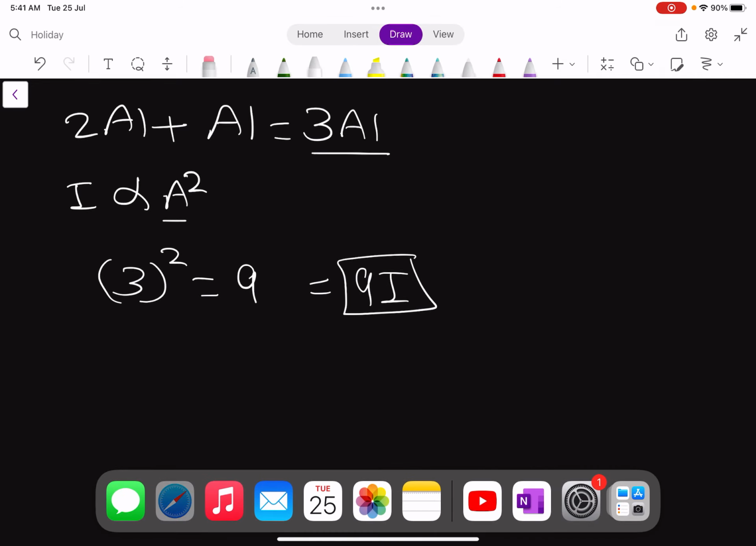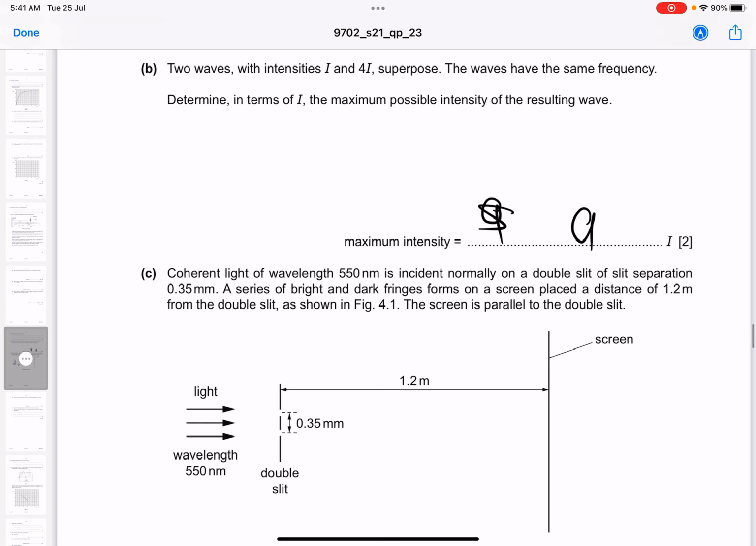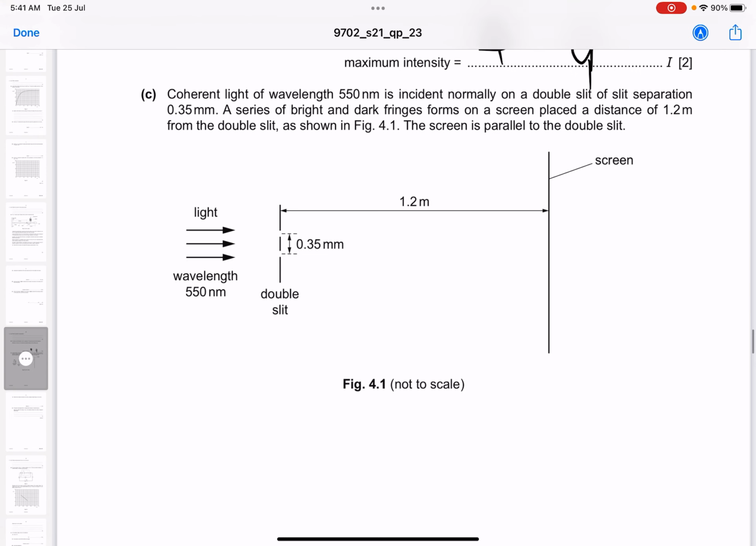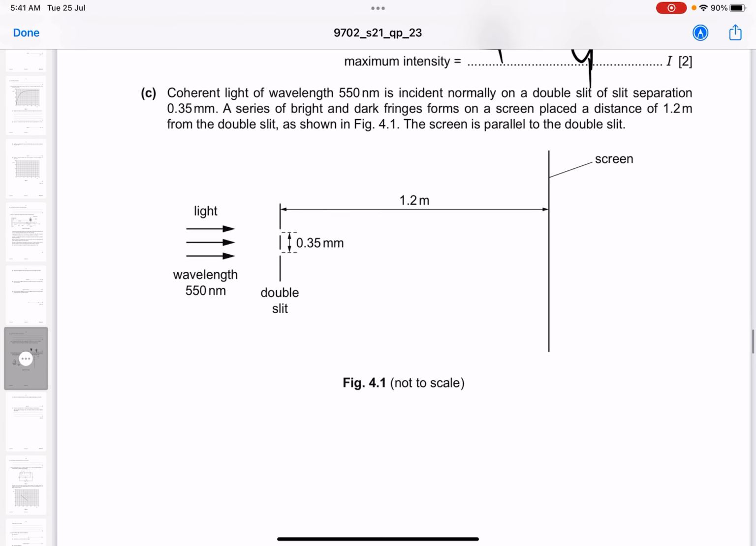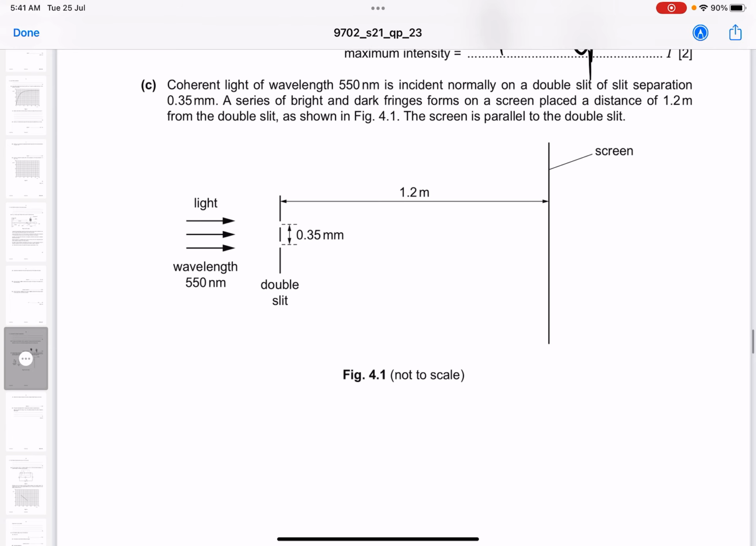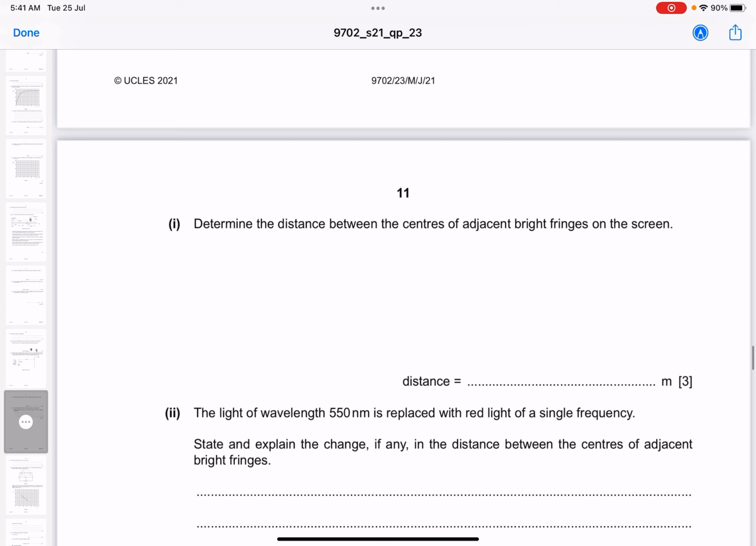Okay, let's go back. So this one will be 9I. Okay, part C. Coherent light of wavelength 500 nanometer is incident normally on a double slit of slit separation 0.35 millimeter. Okay, a series of bright and dark fringes is formed on the screen placed a distance of 1.2 meter from the double slit, as shown in figure 4.1. The screen is parallel to the double slit. Okay, determine the distance between the centers of adjacent bright fringes on the screen.